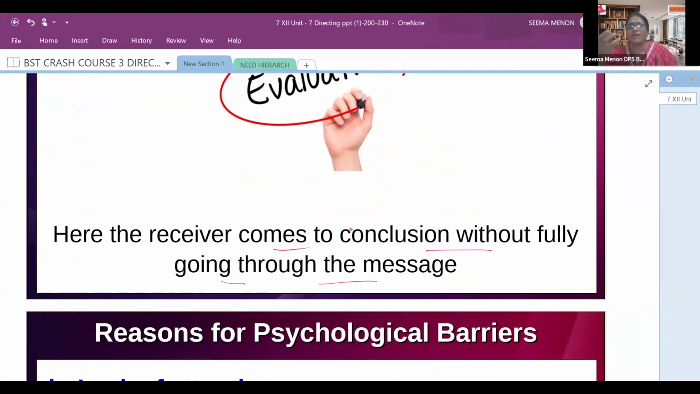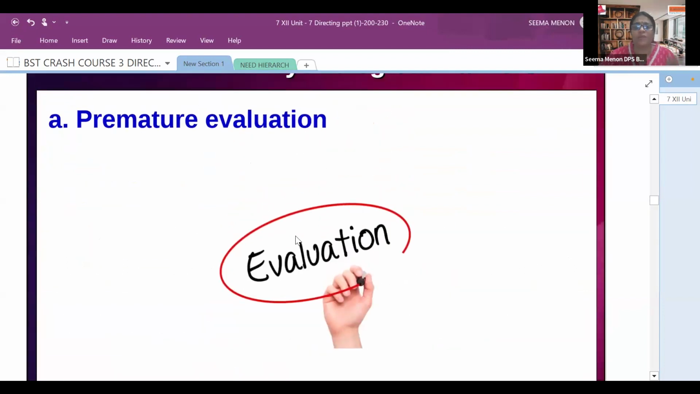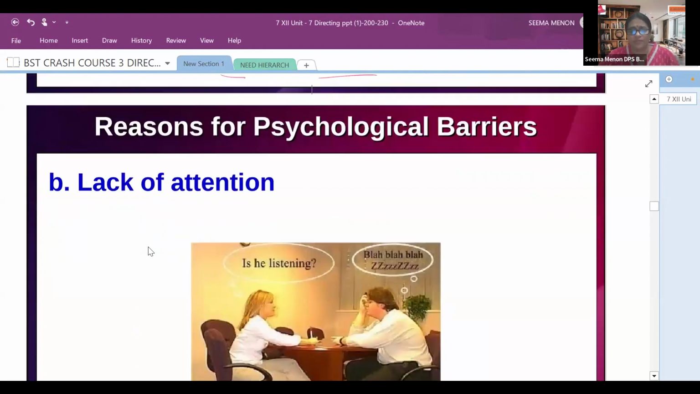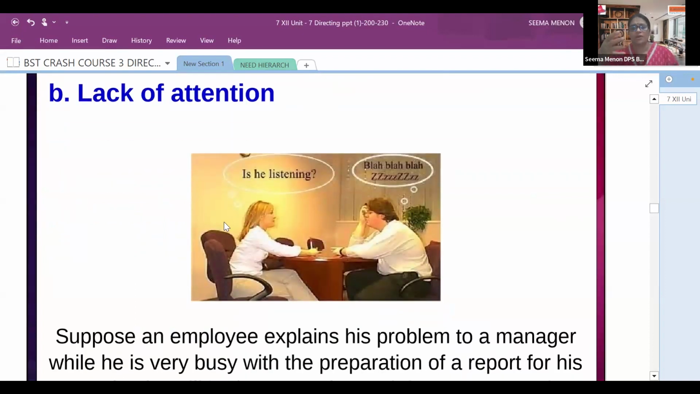Suppose a subordinate is sending a message to the superior or the boss, but the boss is not reading the entire message. Before that only, they are evaluating that message: premature evaluation. Next, lack of attention. Your boss is speaking continuously to you, but you are not paying attention. There comes lack of attention.